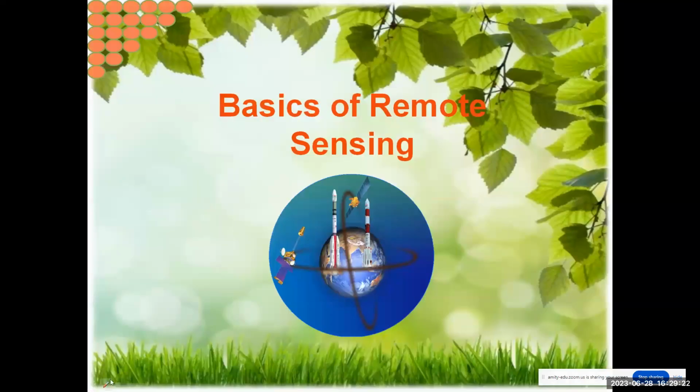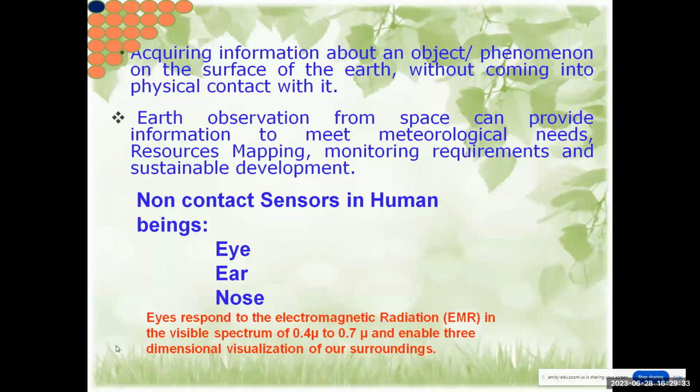Now, these are some basics of space science. Now let's start the concept of remote sensing. What is remote sensing? In layman's language, it is acquiring information without touching any object, without coming into physical contact. Earth observation from space can provide information to meet meteorological needs, monitoring requirements, resource mapping, and sustainable development. Apart from the satellite, the human body also has sensors, because a sensor means getting information without touching any object.